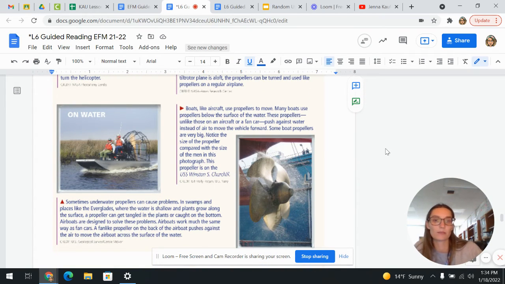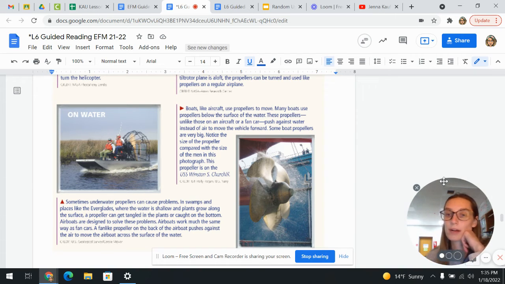Then we have some other examples here of in water, so using boats and things like that. So I'll start here on the left. Sometimes underwater propellers can cause problems. In swamps and in places like the Everglades, where the water is shallow and plants grow along the surface, a propeller can get tangled in the plants or caught on the bottom. Airboats are designed to solve these problems.